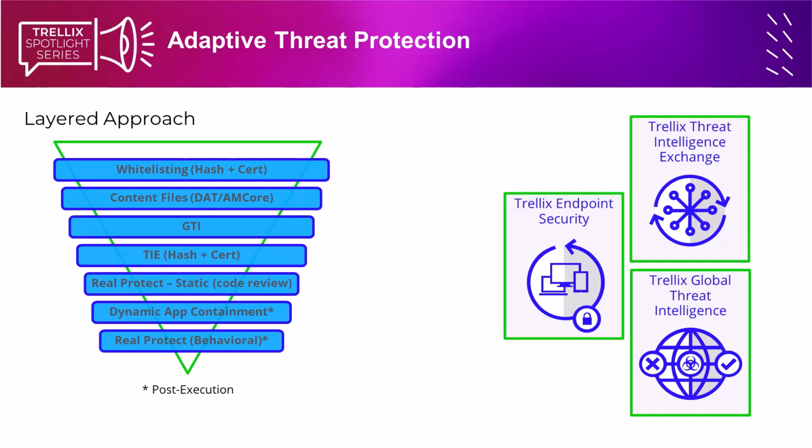Probably the important thing to note here, you'll notice how there's this post-execution for these asterisks here, right? All of this prior to DAC is considered pre-execution phase, right? So JCM, JTI, RealProtect static, that's all pre-execution. Once it gets past the RealProtect static phase, now we're at a post-execution phase, and that's where your DAC and the RealProtect behavioral, RealProtect Cloud, RealProtect Dynamic come into play.